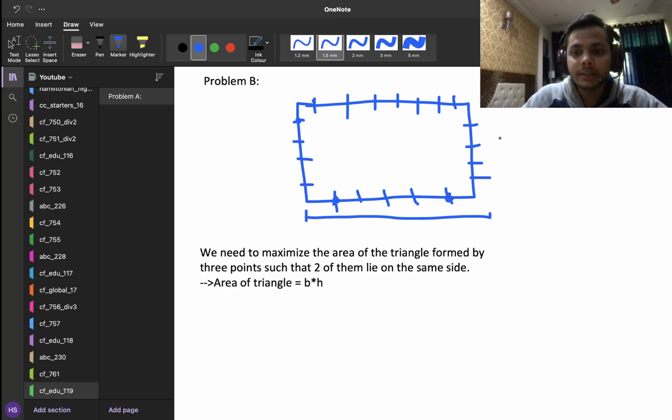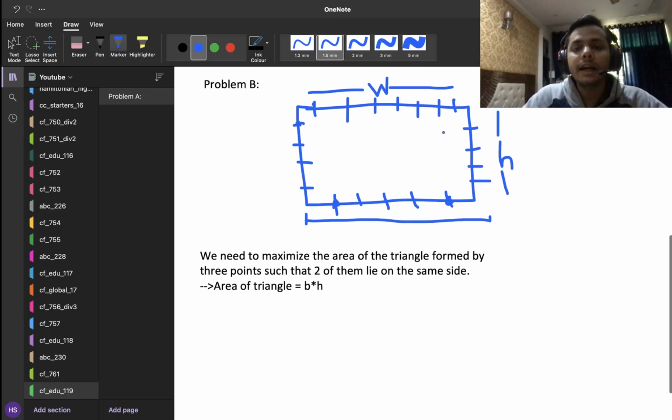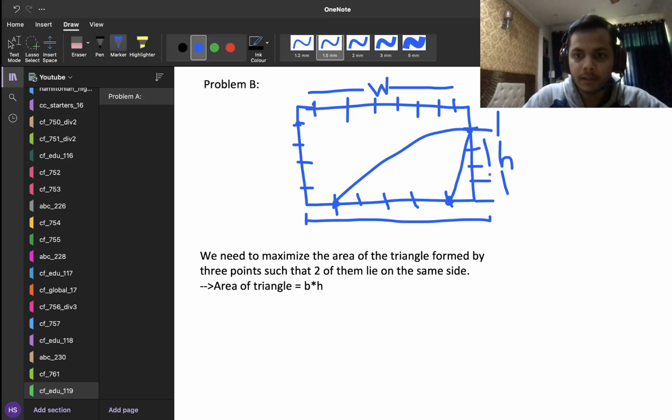Another claim is that I know that this particular length is h, so this length is h and this length is w, right? So let's say I choose a point in the vertical side, so let's say I choose this point. Then the triangle which I am forming is something like this, and the height of this triangle is going to be this length, and I know that this length is strictly smaller than h, right?